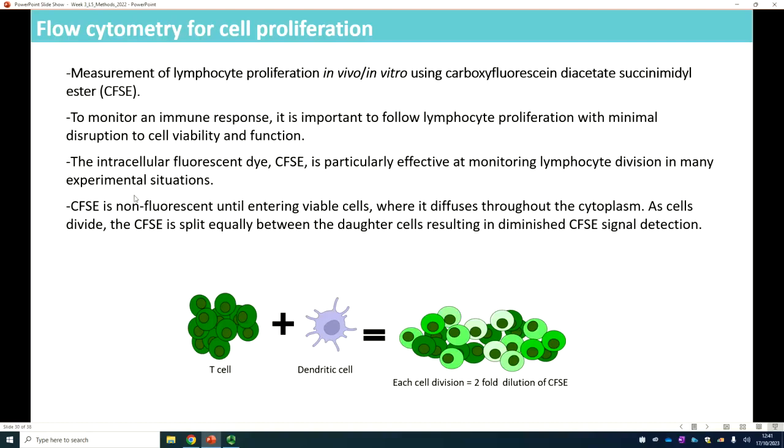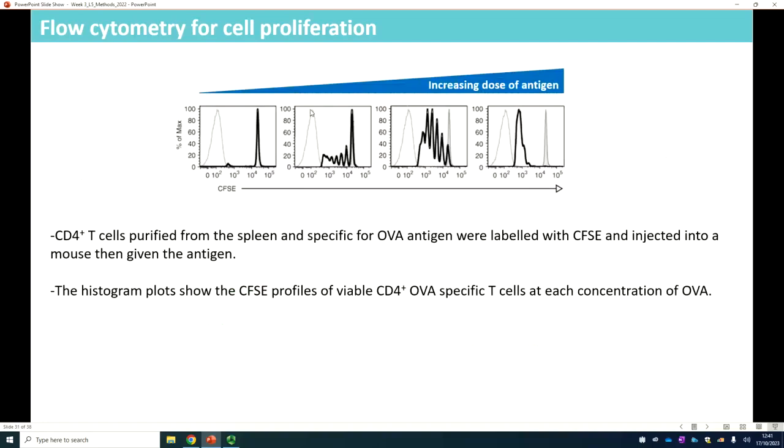Now, CFSE is non-fluorescent until it enters viable cells and it diffuses through the cytoplasm. And then as the cells divide, the CFSE is split equally between daughter cells. So your signal from the CFSE will diminish as the cells divide and the population expands. And you can see that here. So we have increasing dose of antigen, which is causing the lymphocytes to proliferate. So you can see at a minimal dose, the cells aren't proliferating.